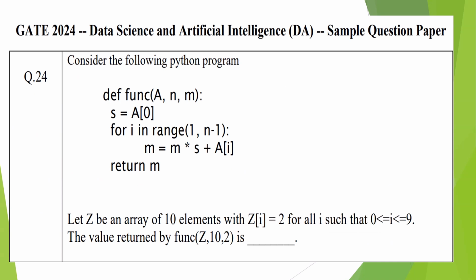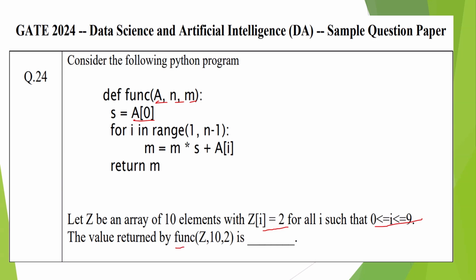Now you can see here, this is a Python program. Def function a, we have three parameters here: a, n and m, and s starts as a of 0. The for loop is for i in range 1 to n minus 1, where m is m into s plus a of i, and return m. So let z be an array of 10 elements with z of i equal to 2, for i from 0 to 9, and we have to return this value.